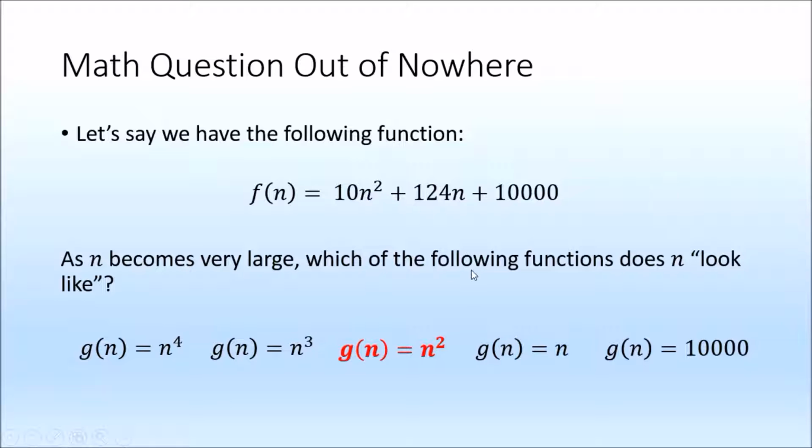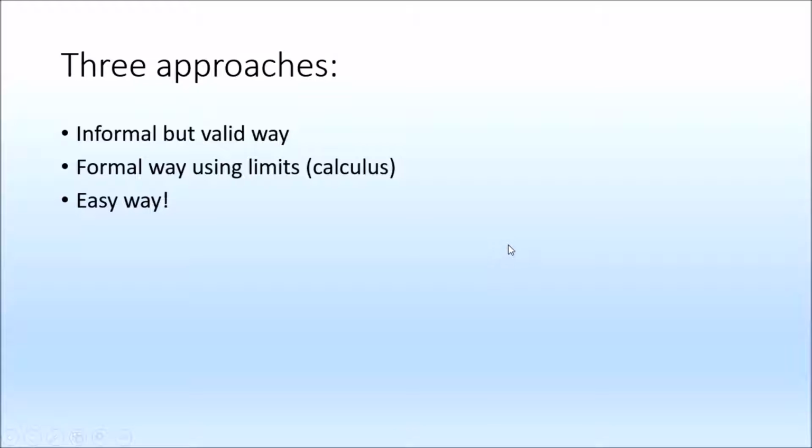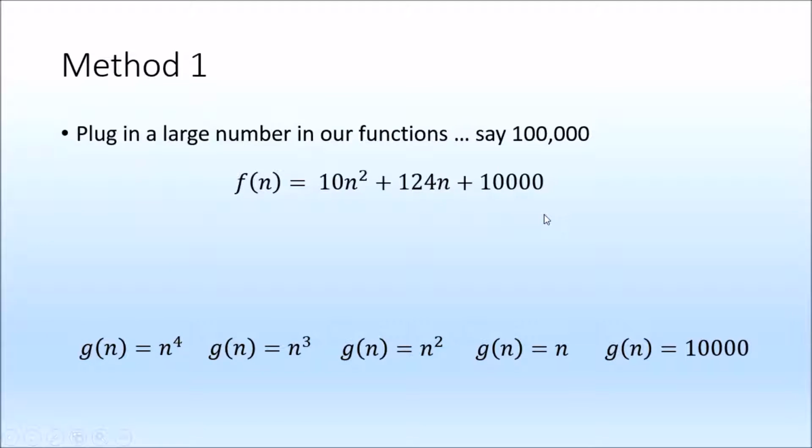The answer is n squared. And why is it n squared? Well, there are three approaches to solving this problem. The first way is a more informal but valid way. The second way is a formal way using limits and a little bit of the calculus that goes along with limits. And then, of course, there is the easy way, which I'm going to talk about. So let's start with method 1.